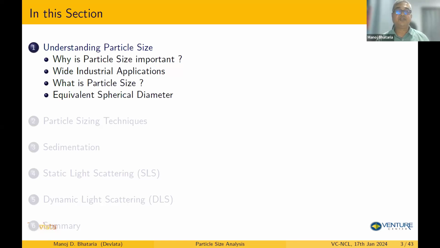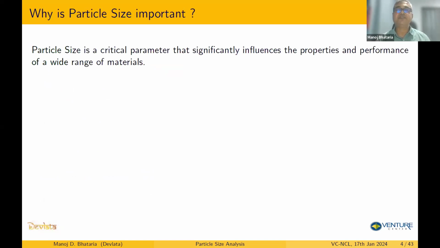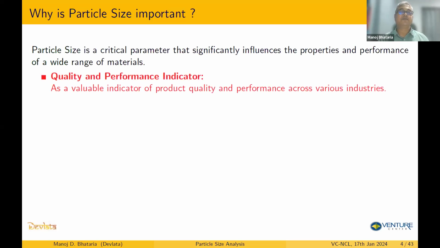Okay. So let's begin with what is particle size. As you know, it's a very critical parameter. Quite a few of the properties and materials that we handle in day-to-day life, whether industrial or commercial, particle size plays a very critical importance. It can be used as a quality and performance indicator. In fact, that is what it is used primarily in the industry, and we'll see what kind of industries. It also has an impact on the material properties.